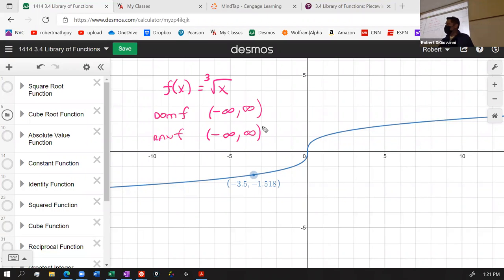Intercepts. Do we have any? Yeah. 0, 0, yeah. Sorry, I was pointing. 0, 0. Okay, so an x-intercept of 0, 0, but we also have the same y-intercept, right? Okay.